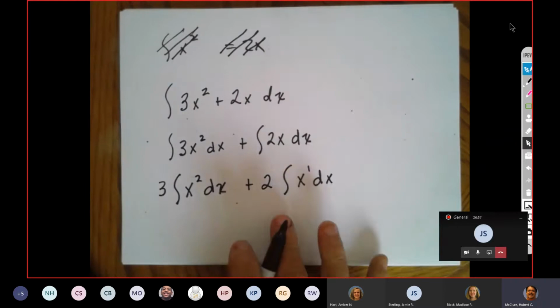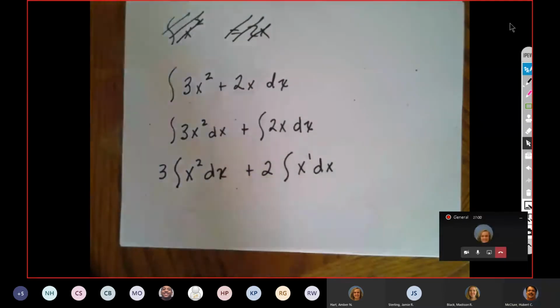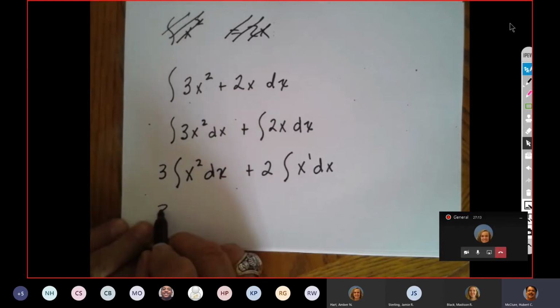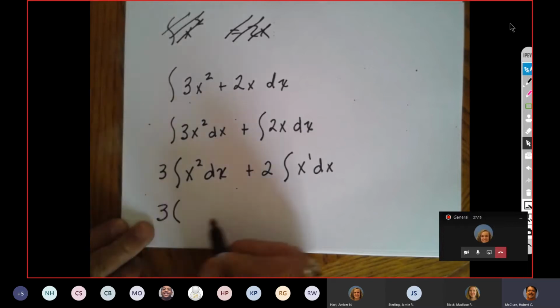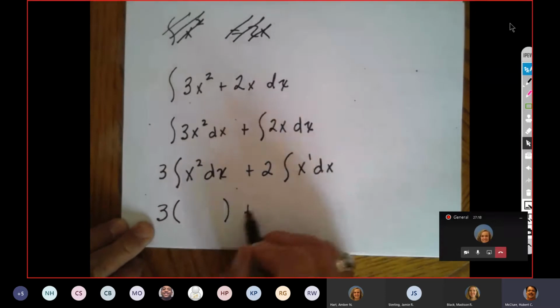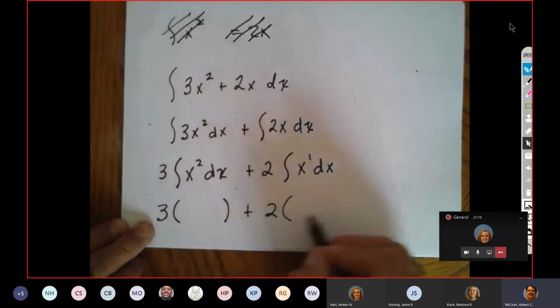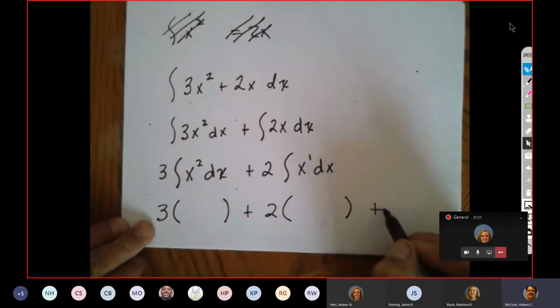Okay, so really, I haven't done any integration yet. And here is the integration. And I'm going to try to do this to where y'all can see it. I should go ahead and rewrite everything. So 3 parentheses plus 2 parentheses plus c.